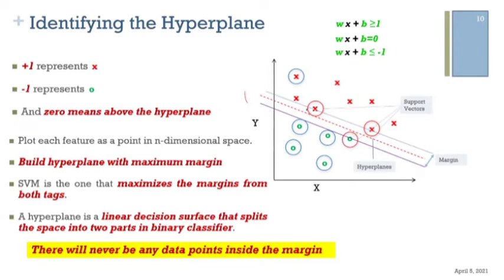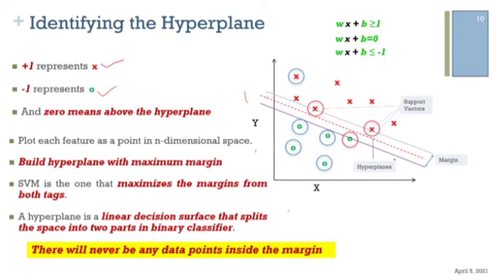How do you do that? Now let's listen. +1 represents X, -1 represents 0, when you want to predict. This is a classification problem. Now, so we build a hyperplane. You try to put this one in.